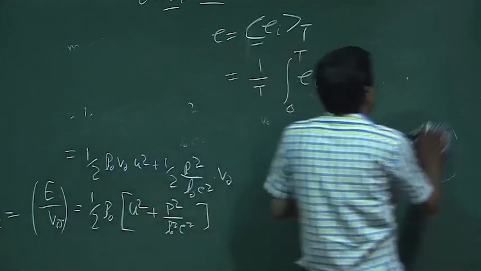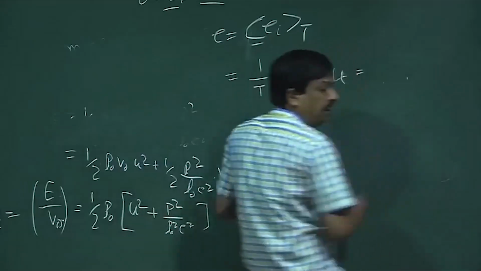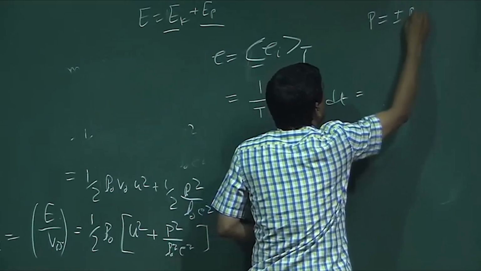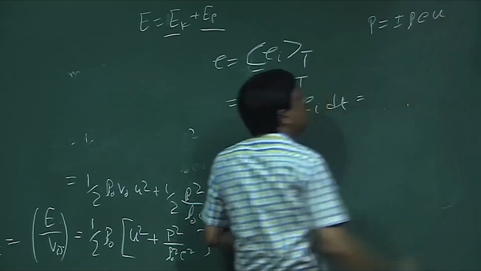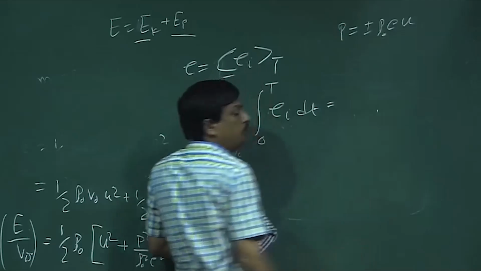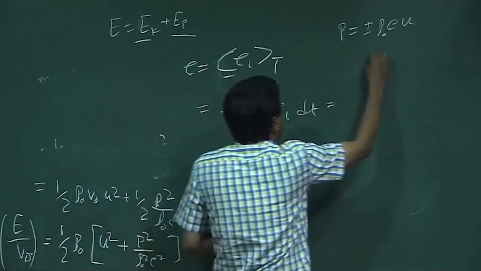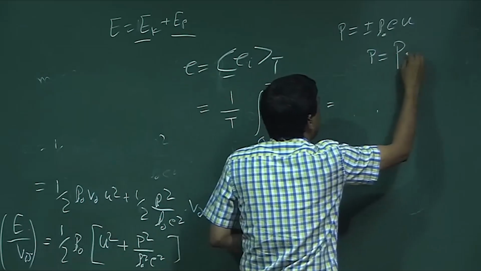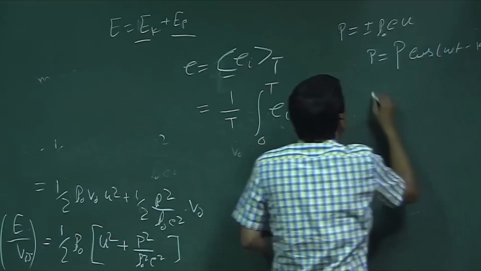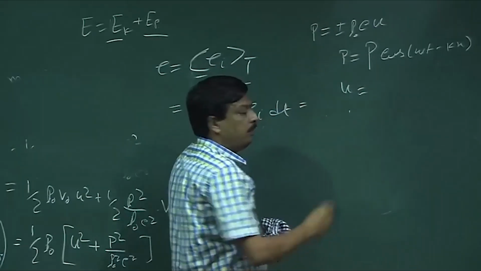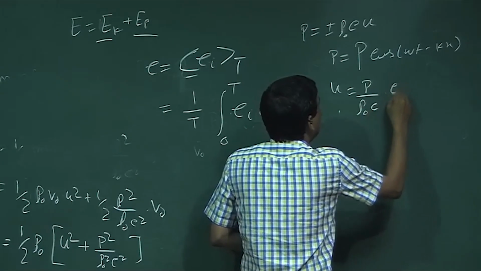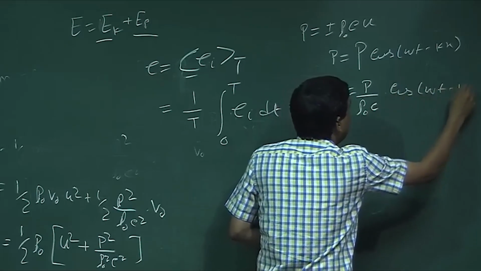Now, take some consideration. What is the relation between U and P? You know that P is nothing but plus minus rho 0 C into U. Okay. Now, if I say the pressure equation is P is the pressure amplitude P plus cos omega t minus kx, then what is U? It is nothing but pressure amplitude P by rho 0 C cos omega t minus kx.